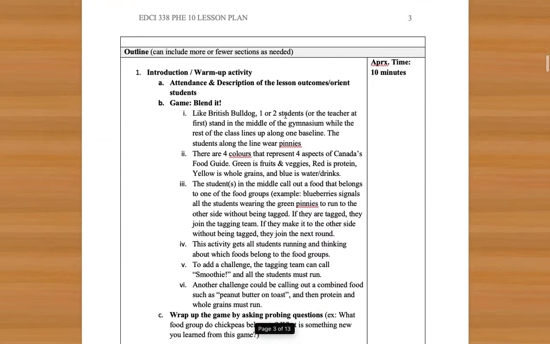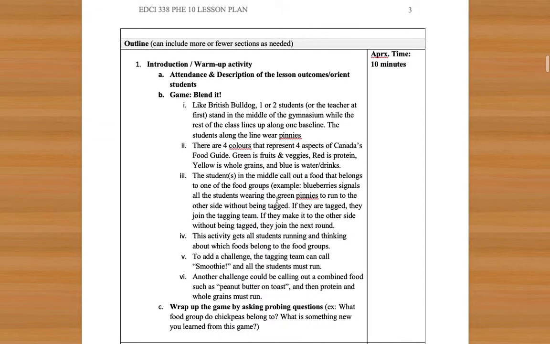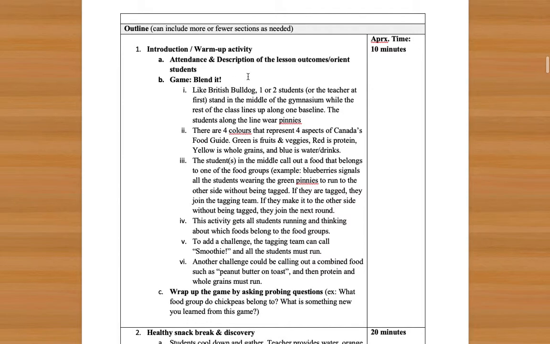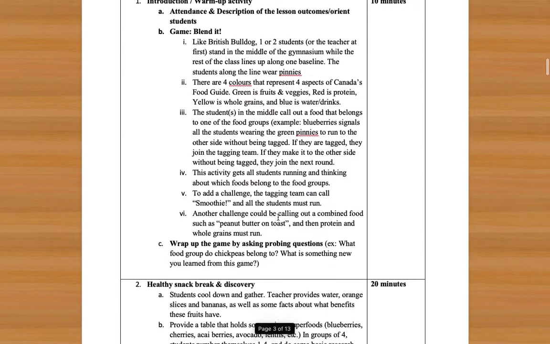So moving on, outline, I'm going to do a quick summary of what I've laid out here. So the introduction, it's a warm-up activity. I called it Blend It, came up with a game. It's kind of like British Bulldog, where students are on one side of the gym and they try to make it to the other. This is just to get their heart rate going. They're wearing 4 different colors, and those colors coordinate with different parts of Canada's food guide, and that's been updated recently. So that's kind of what I built a bit of my ideas around, and I'm not going to explain all the rules there, but I think you get the idea.